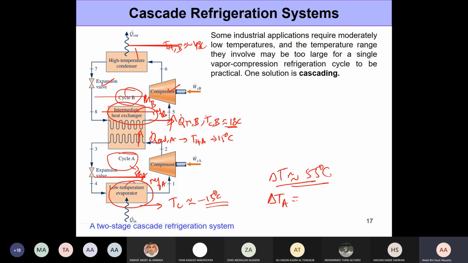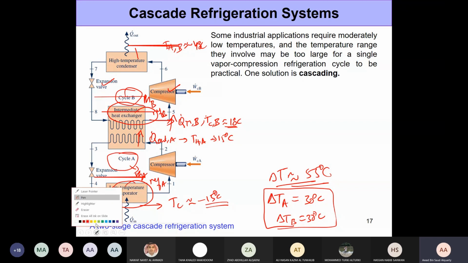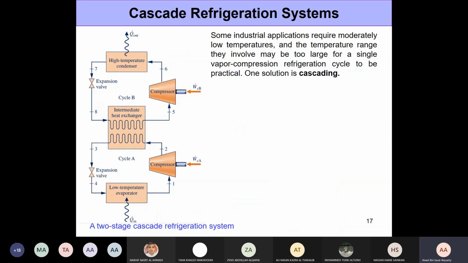So delta T of cycle A is about 30, and delta T of cycle B is also around 30. So this is how we are breaking it down and ensuring that we reduce the amount of work input that goes into providing the cooling. But you need to remember that the cooling is happening only here. There's no other place where the cooling is happening. So this is where we're achieving our desired objectives, and we need to provide some amount of work input.